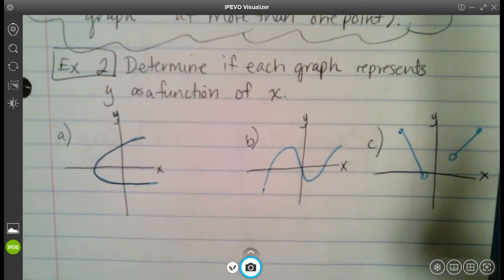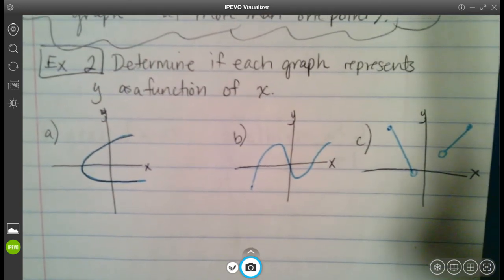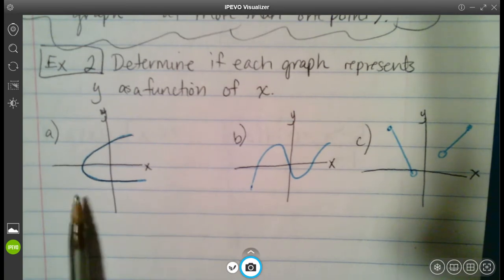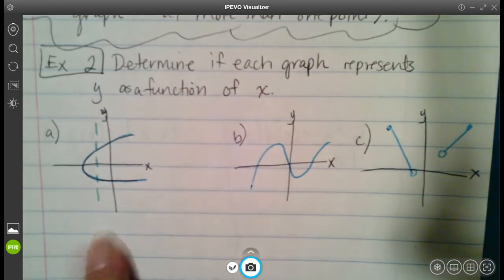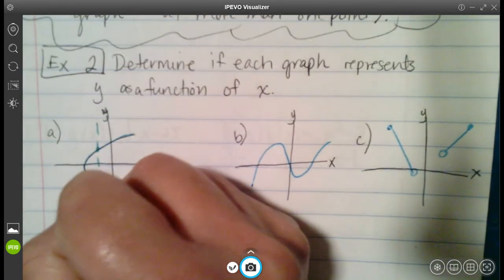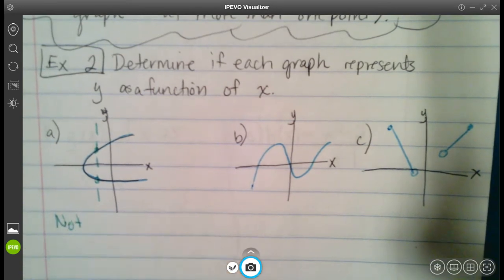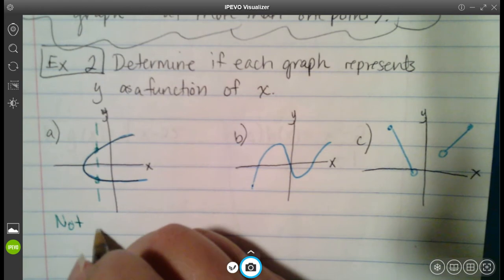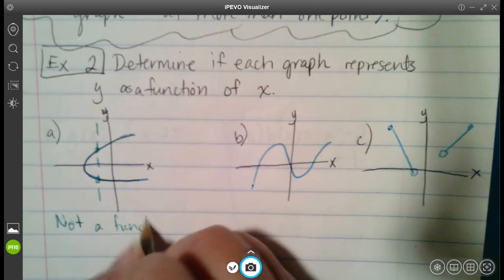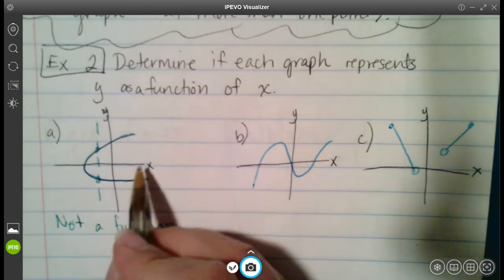It says determine if each graph represents y as a function of x. So all we have to do here is test our vertical line. For letter A, you can see right away that if I put a line through this point here, we are crossing 2 times. So this one is not a function, okay? So we can say not a function, because y is not a function of x.